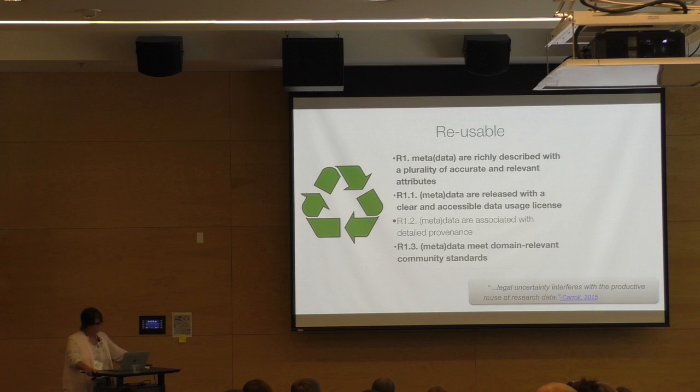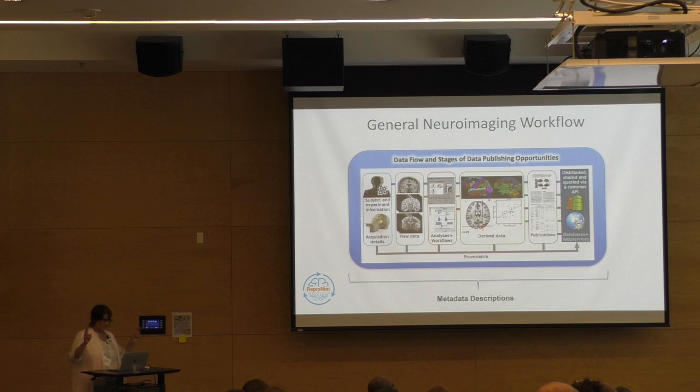Provenance, obviously very, very critical. And this one here, metadata meet domain relevant community standard. Okay, again, very fuzzy. What is a domain relevant community standard in neuroimaging? So just to talk about a plurality of relevant attributes, this is from my ReproNim colleagues, and you see basically the complexity of the entire workflow, the type of provenance that has to be captured across all of the steps till you finally get things uploaded into a shared database. That's a lot of complexity. That's a lot of metadata that needs to be managed, okay?